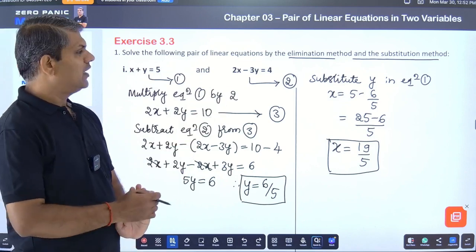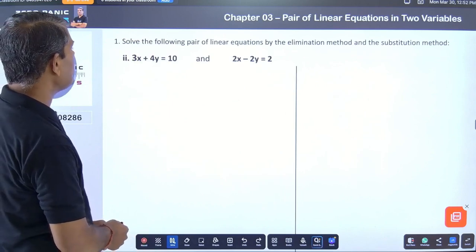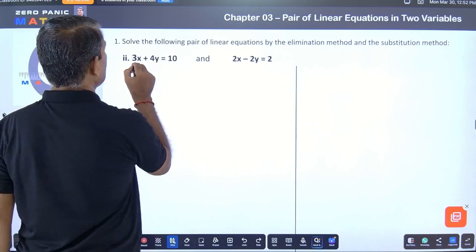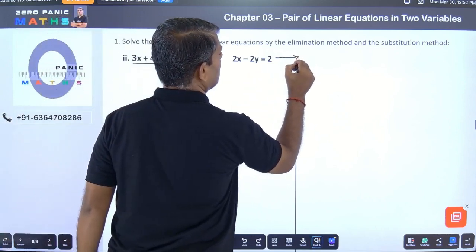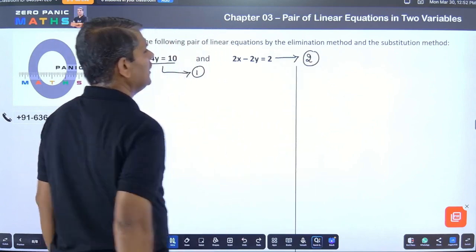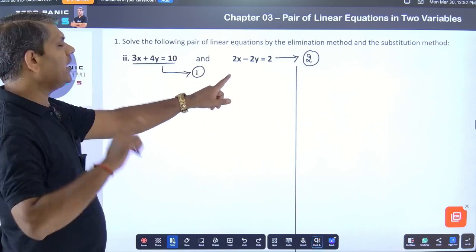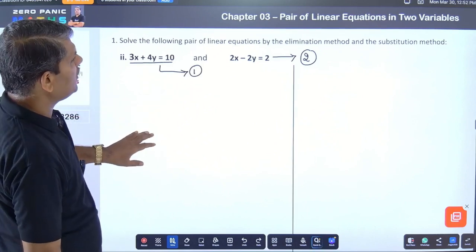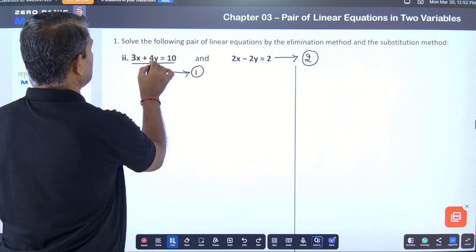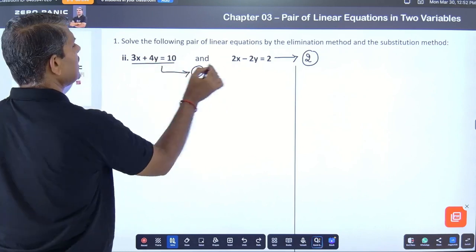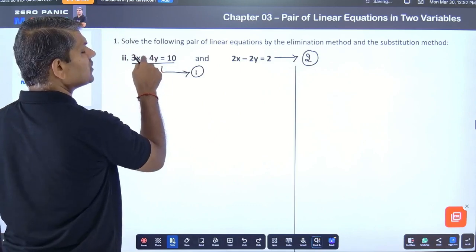Let us quickly go to the next problem. Now equation 1 is this, and this is equation 2. Let us find some value so that multiplying by that makes one variable coefficient equal. It is 4 here, it is 4 here. So I can multiply equation 2 by 2 so that I can cancel y.